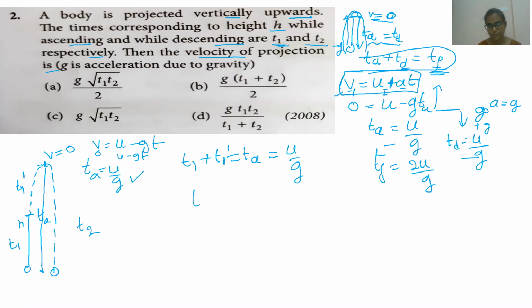So now you want to find t1. Let us take t1 equals, what can you write? Send this factor to the left-hand side. That becomes u by g minus t1 prime. So we got t1. So this is the relation you got. Now we need to find t2. So for t2, observe the figure.